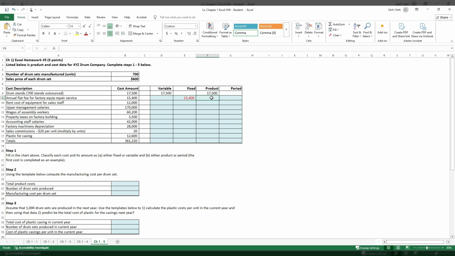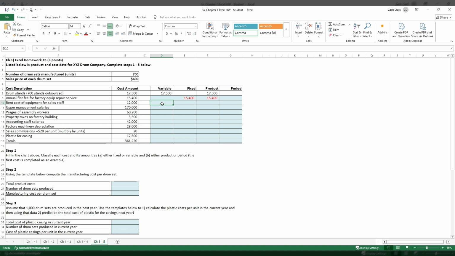And the fact that it is related to the factory equipment, we're going to put that in as a product cost. That's one of the key triggers in your mind: if you see factory in the description of a cost, then it's going to be a product cost essentially. It's related to production. If you see office or administration, etc., typically that's a period cost not associated with production directly.